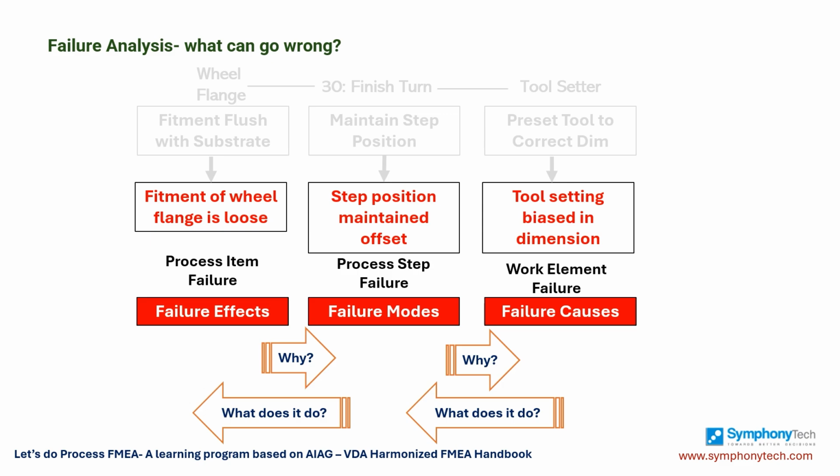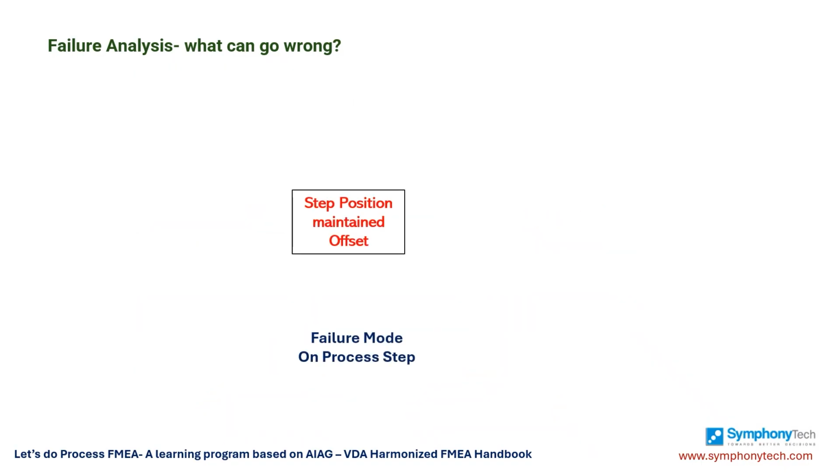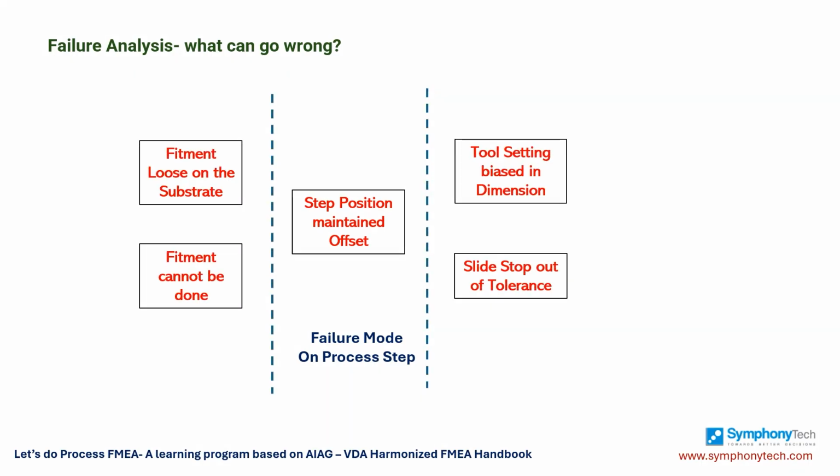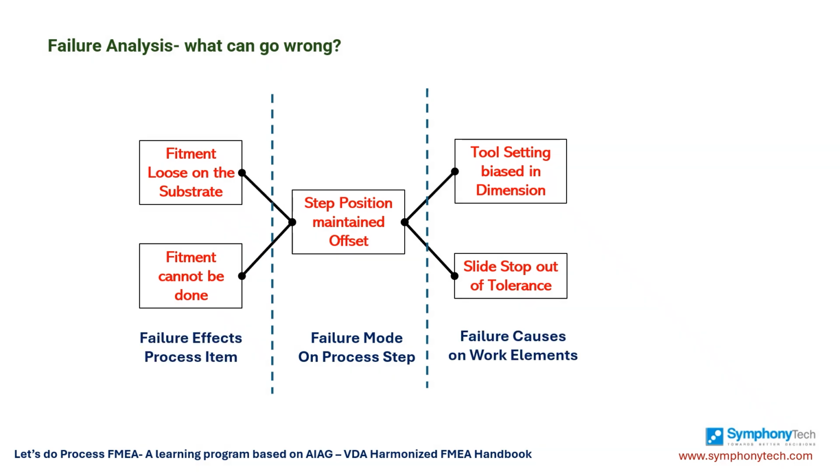The failure analysis step gives us a crystal clear view of how small issues on the floor, like a slightly loose fixture, can snowball into bigger problems down the line. Once you have identified the failure mode in focus, you do not need to go around searching for causes and effects. They are all there. All you need to do is to link them together to a failure mode. Link up related causes from among the failures of work elements and link up the resulting effects from among the failures of the process item.